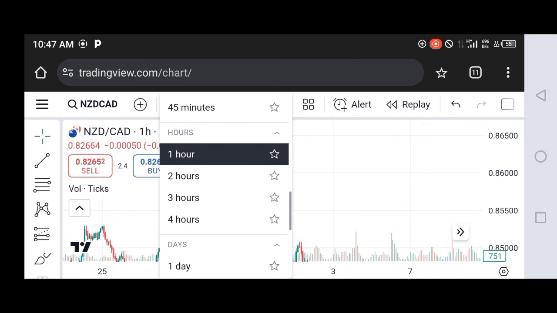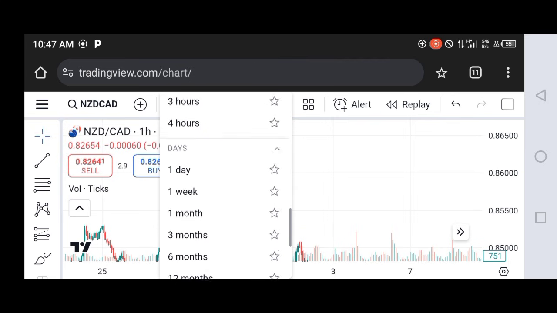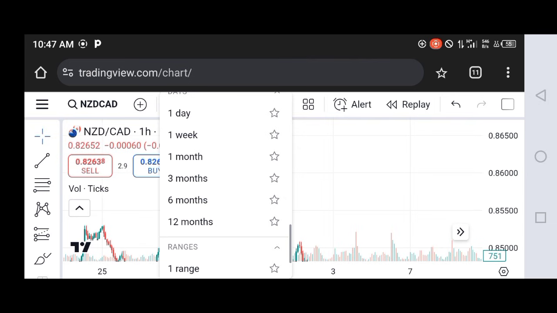So let's go over to the 1 month time frame. First of all, if you're a swing trader, you have to start from the higher time frame to do your analysis. The time frames common for swing traders are the 12 month time frame, the 6 month time frame, the 3 month time frame, the 1 month time frame, and the 1 week time frame.